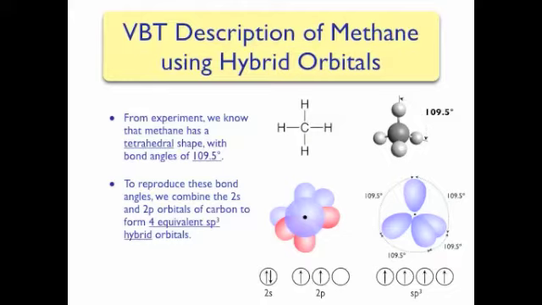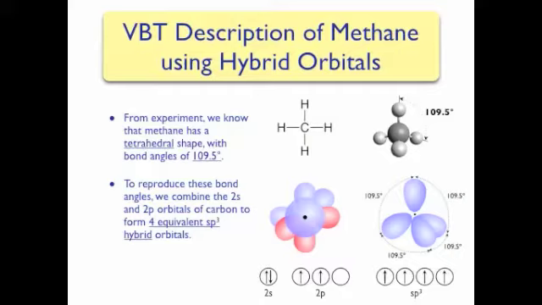Once we finish our mathematical tricks, we'll end up with 4 equivalent sp3 hybrid orbitals, each occupied with 1 electron. Note that the new orbitals are pointing in different directions than their original atomic orbitals. The mathematics of our hybridization results in 109.5 degree angles between the lobes of the orbitals.